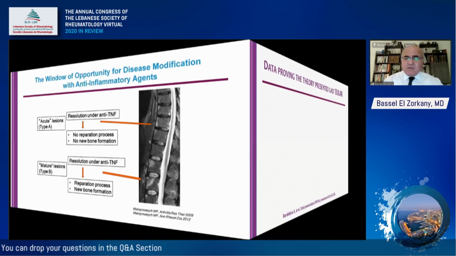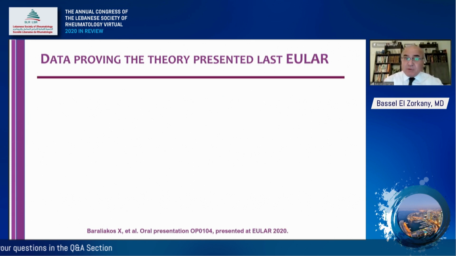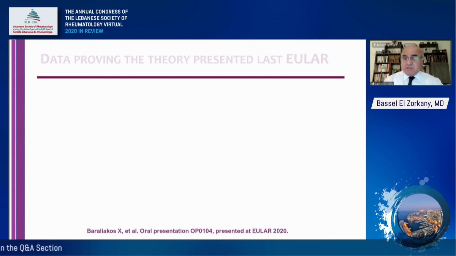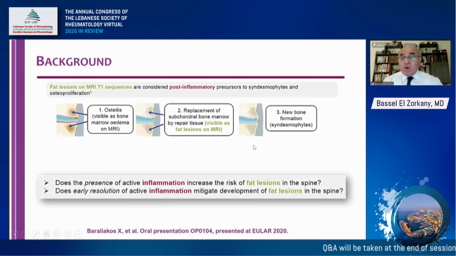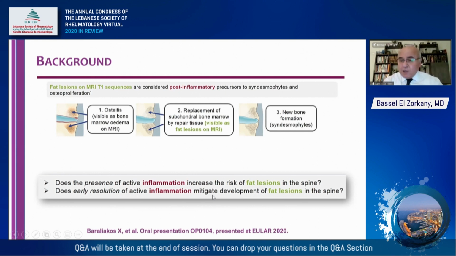Interestingly, this year at the EULAR, Xenofon Baraliakos presented data to prove this. He had this background that we all know: we had osteitis that moves to fatty tissues and becomes new bone formation. Now, the research question: does the presence of active inflammation increase the risk of fat lesions? And will early resolution of active inflammation mitigate the development of fat lesions?